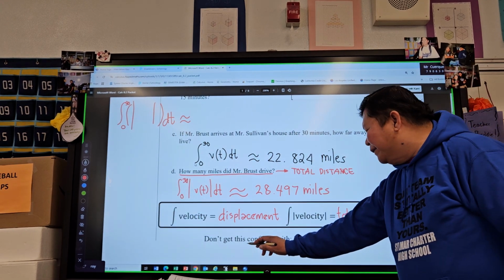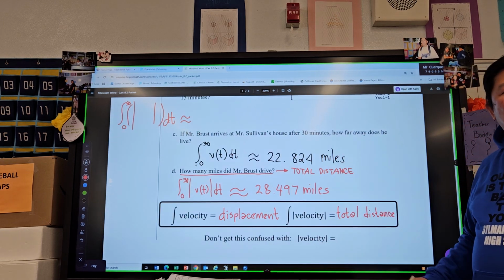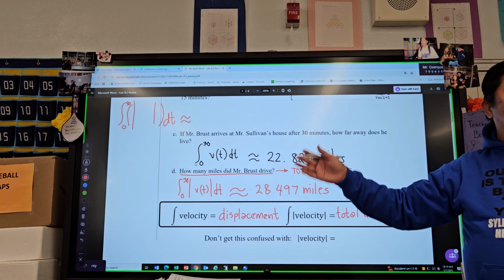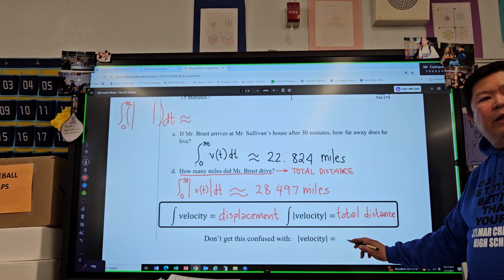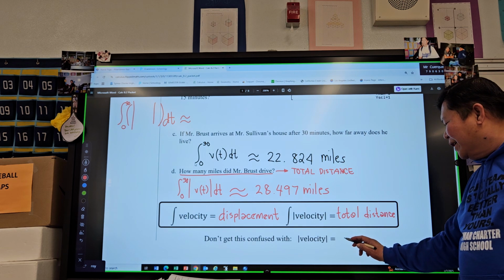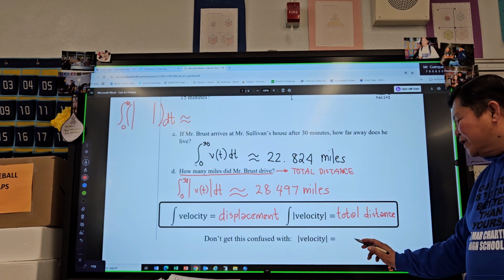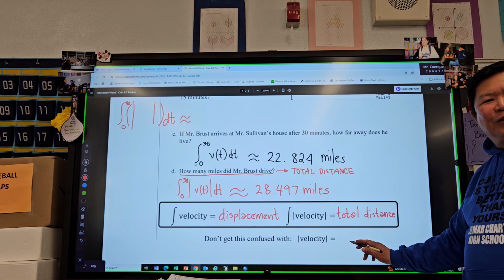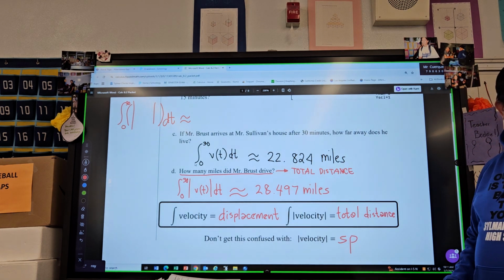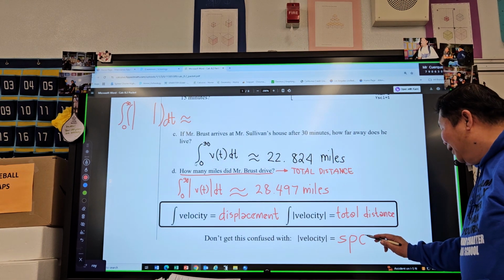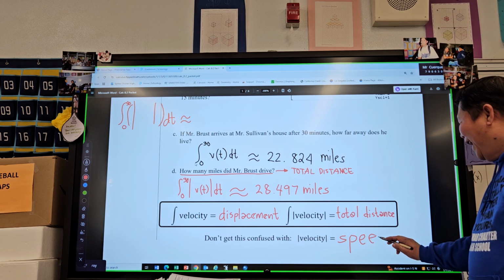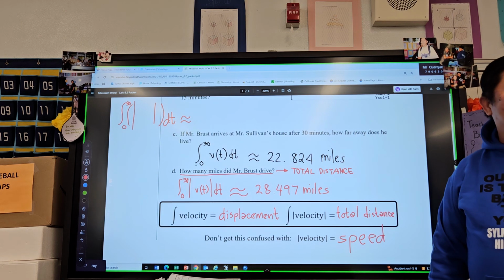So, don't get this confused with absolute value of velocity. What is absolute value of velocity? Could anyone recall, in physics, what this is? The absolute value of velocity is speed, like I showed, right?